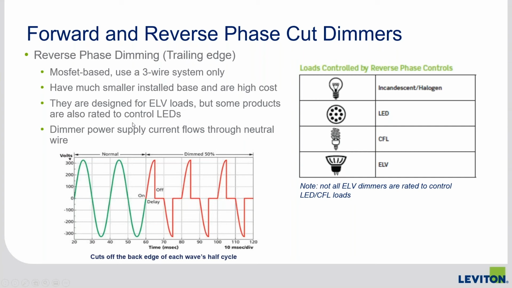Now, ELV loads, like I mentioned, MLV before require that forward phase. ELV requires reverse phase. If you use forward phase with an ELV load, you're going to get severe flickering. So again, always important to check. You never want to have to go back and change something out because of performance issues. It's really important to make sure that you have the right dimmer for the job.